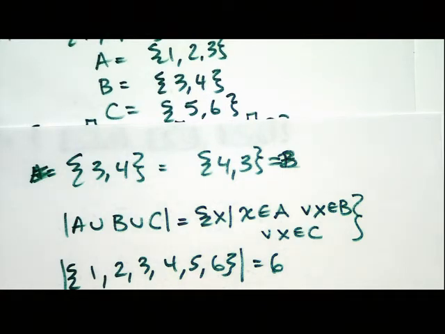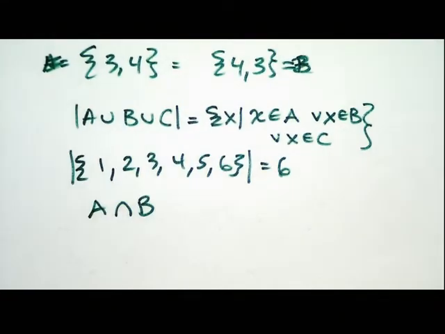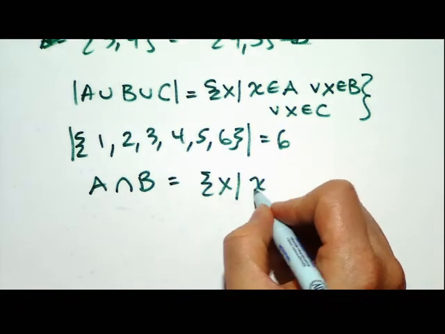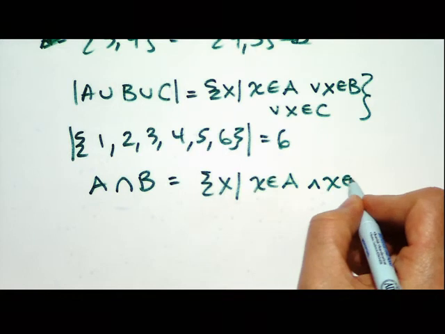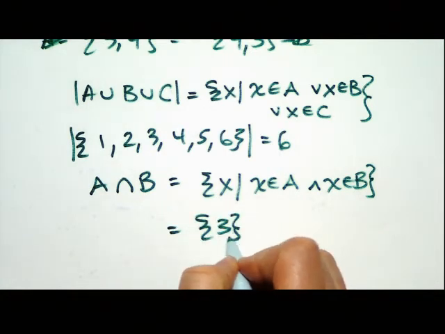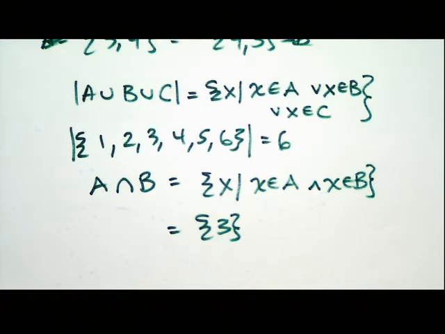Okay, so we also have the idea of an intersection. So an intersection is like an AND. So it is X so that X is in A and X is in B. And that means that the element is in both sets. And looking back at our A and B sets, the intersection was the point 3, right? And so the cardinality of the intersection is 1 because there's one element that is in both sets.